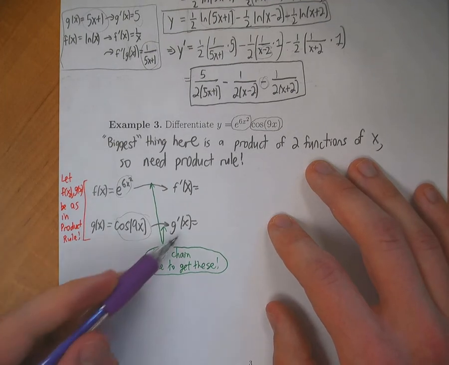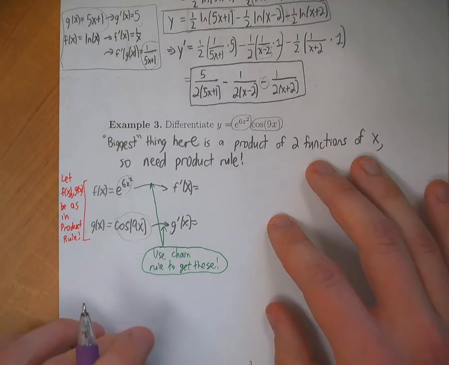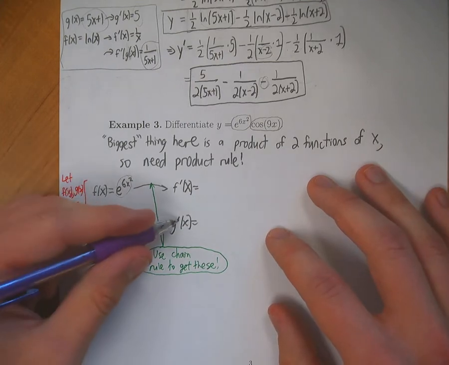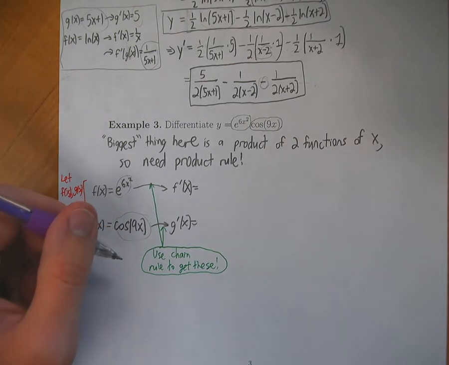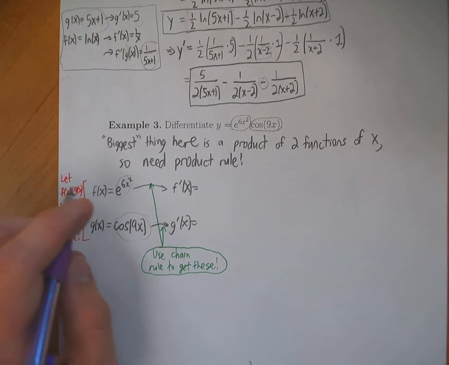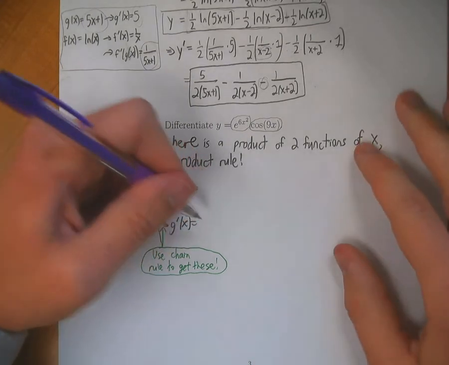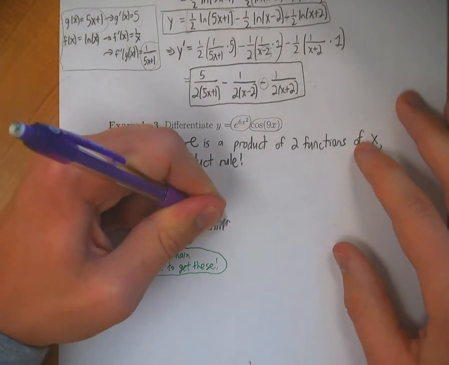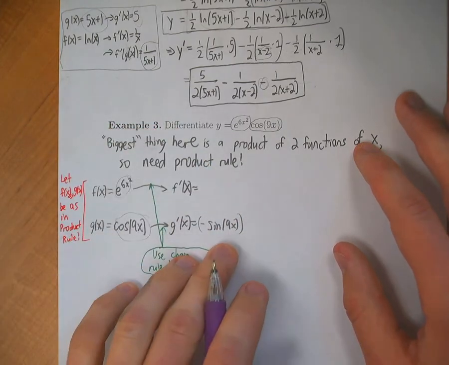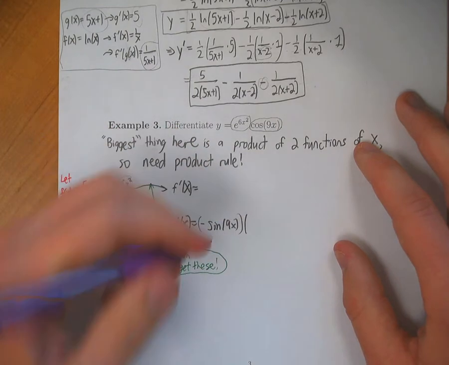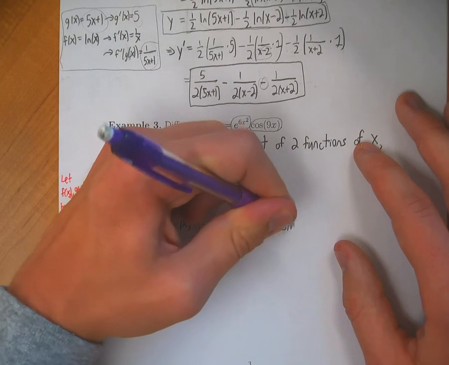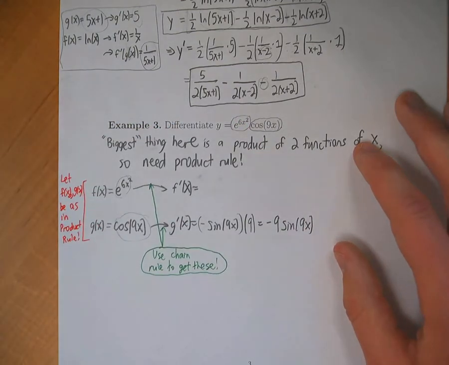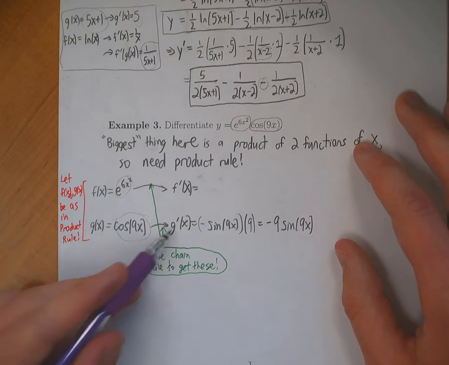So let's start with a slightly simpler one. Let's focus on what the derivative of cosine of 9x is. If we have cosine of 9x, then its derivative becomes what? Negative sine of 9x. Yep. And the derivative of the inner function is just 9. So ultimately, you have negative 9 times sine of 9x. So that's the derivative of g.